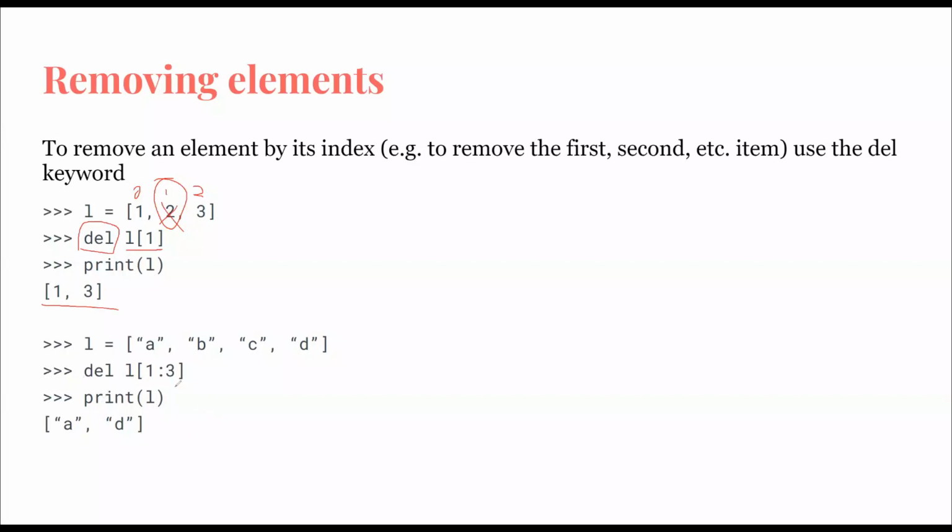And you can also delete a range of stuff. So again, our indexing. So 1 to 3 means basically index 1 and index 2. So we will delete B and C. We have A and D left at the end.